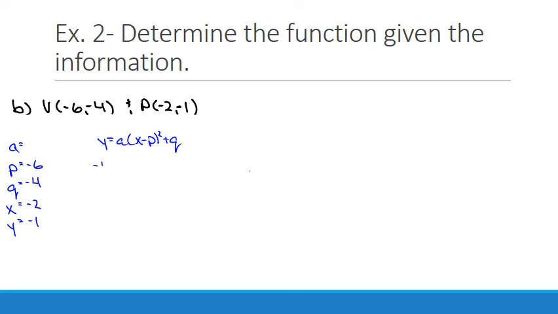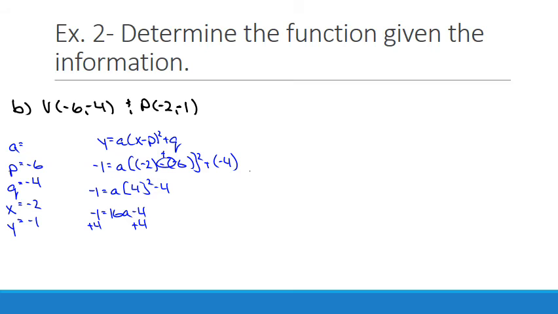All right, so now I'm going to plug everything in. Negative 1 equals a times (x, which is negative 2, minus my p-value, which is negative 6) squared, plus my q-value, which is negative 4. I'll just take my time again and find this a value. So that is a sign change right there, and that's why I use those brackets. Negative 2 plus 6 would be 4, squared is 16, minus 4. Negative 1 equals 16a minus 4, and then I'll add 4, add 4.